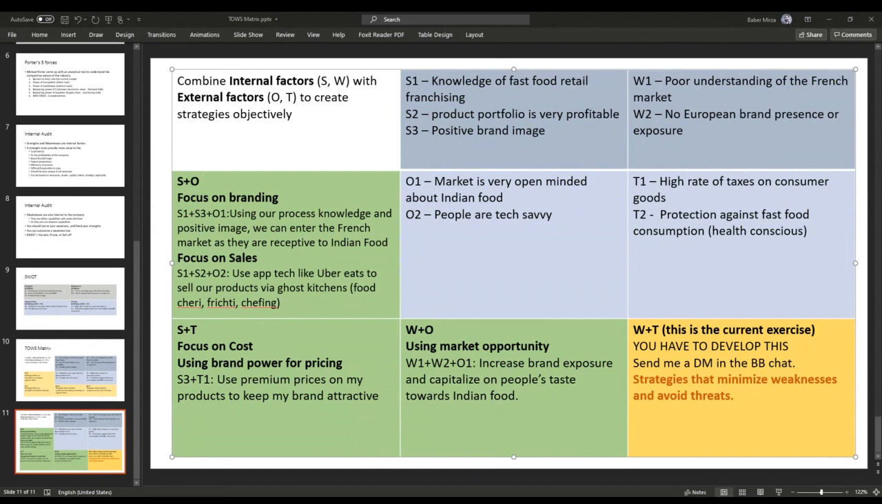Anyways, then I'm using strengths and threats. Moving on to the second portion that I can elucidate upon, I use strength number 3 to counter threat number 1. My threat was high rate of taxes on consumer goods, and my strength number 3 was positive brand image. So I can use premium prices on my products to keep my brand attractive, which is called using brand power for pricing. This is more of a focus on cost. I'll write this here, in fact.